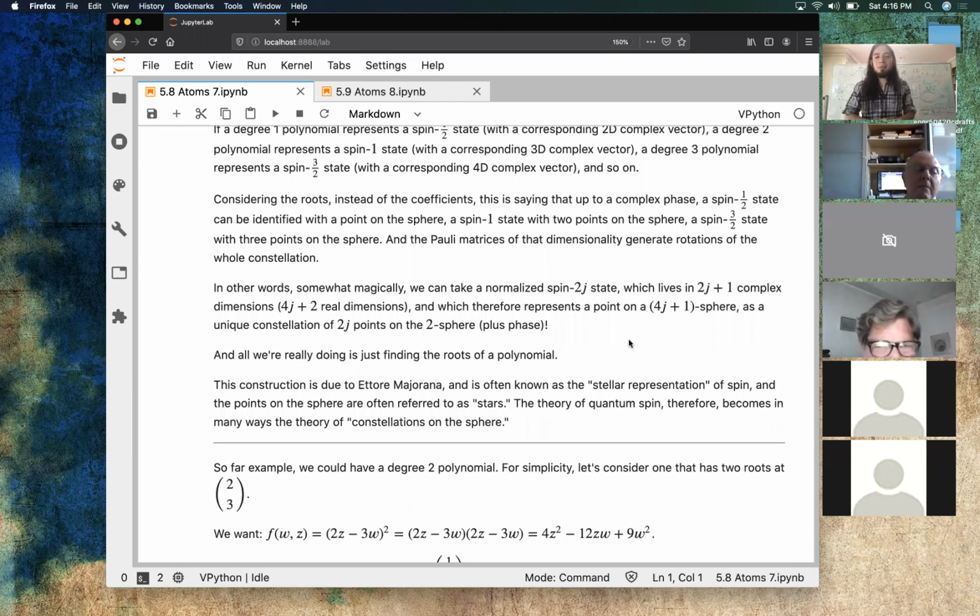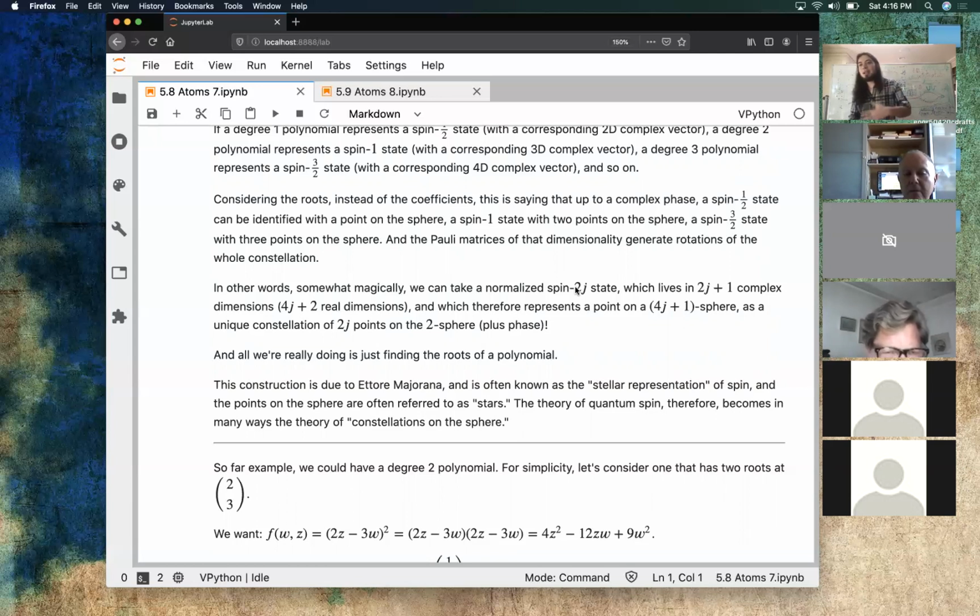If you have a spin, sorry, this should be a spin j, not just 2j. If you have a spin j state that's normalized, it lives in 2j plus 1 complex dimensions. You think about those as real dimensions, it's 4j plus 2 real dimensions. Therefore, it represents a point on a 4j plus 1 sphere. And we can represent that as a unique constellation of 2j points on the 2 sphere.